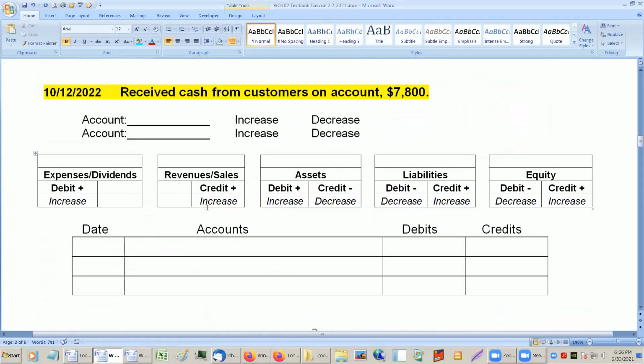This one's a little bit vague, but it says received cash from customers on account. So these are customers we already had set up. They already had an account with us. They owe us money. So what accounts do you think we're going to use? Accounts receivable. Yep, cash and accounts receivable.